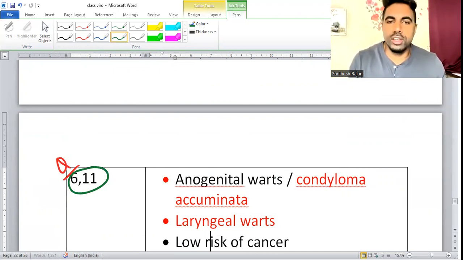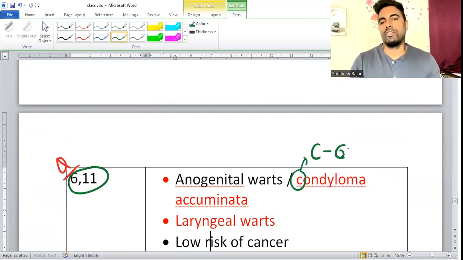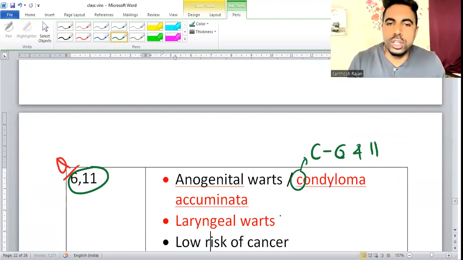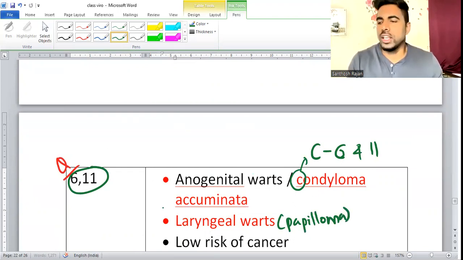I can't give any clue here, you have to remember this. The only clue I can give is that for condyloma, it's C, so C is like 6. But of course, 11 should also be added. So laryngeal warts or laryngeal papilloma, and anogenital warts or condyloma acuminata are caused by 6 and 11. That you have to remember, no other way.